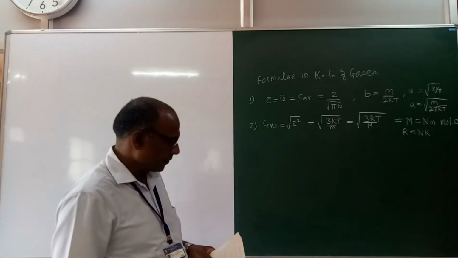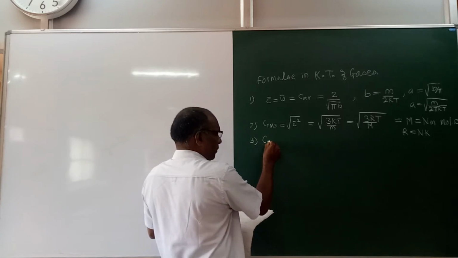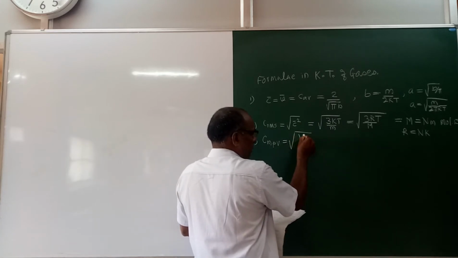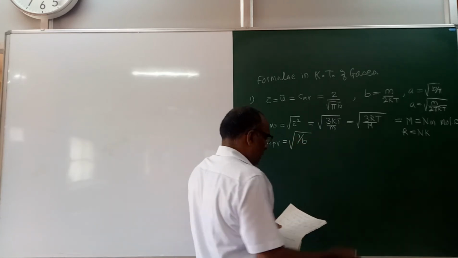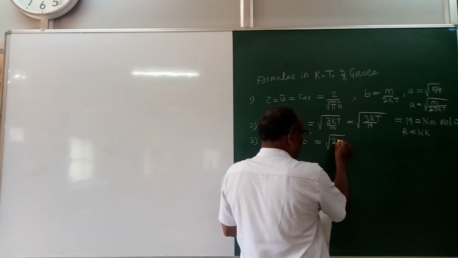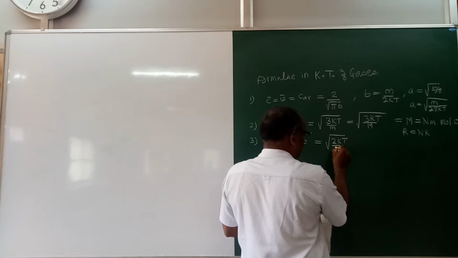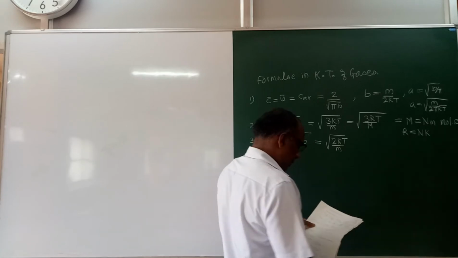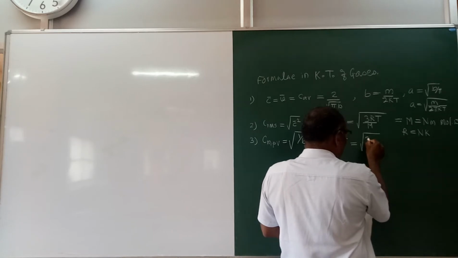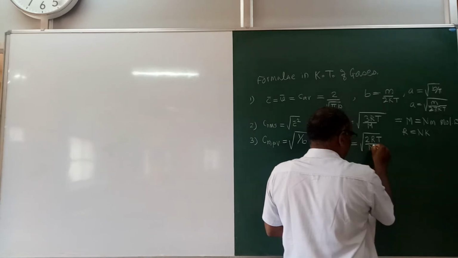Most probable velocity, CMPV, is under the square root 2kT upon m, that is, under the square root 2RT upon capital M.